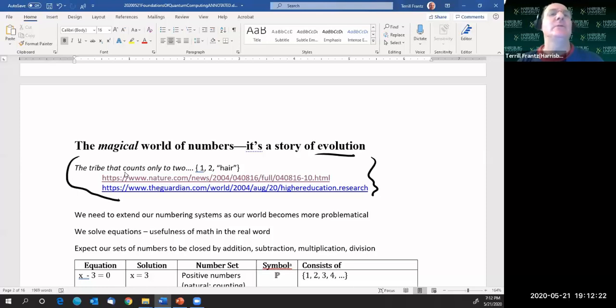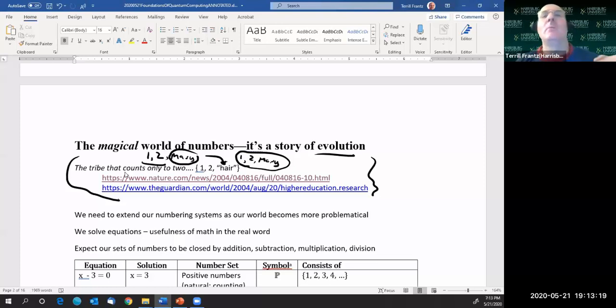But these two articles point to a tribe, I think it was in the Amazon area, that when the researchers discovered this tribe, they found that they could only count to 2. After 2, they had a word meaning many. And interestingly enough, whenever they said the word, they would refer to their hair. So they had 1, 2, and many, and that was their numbering system. The main takeaway from this tribe is that their worldview only involved 1 or 2 things, or more than 2.